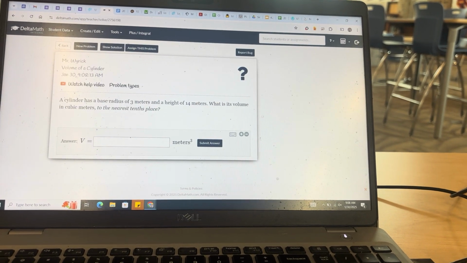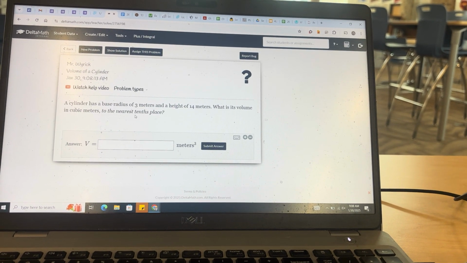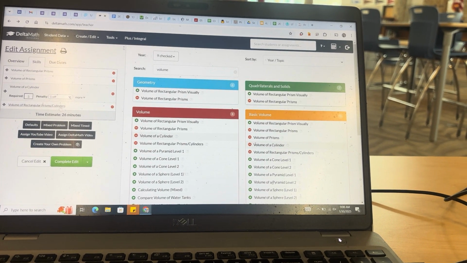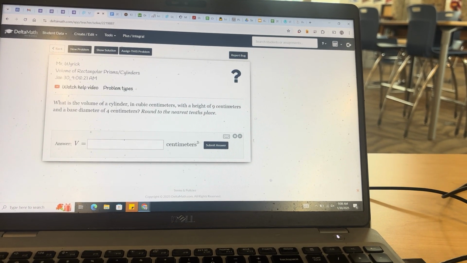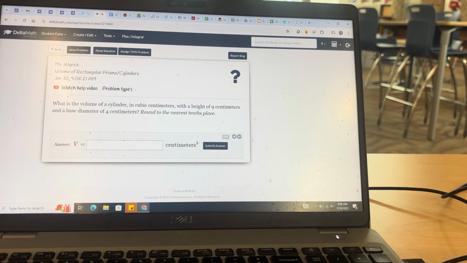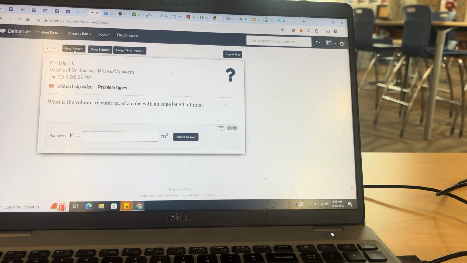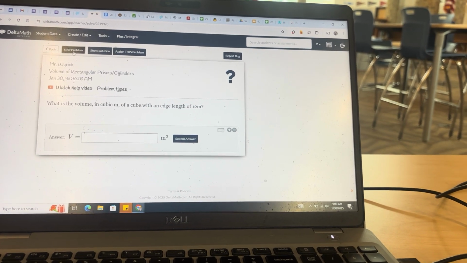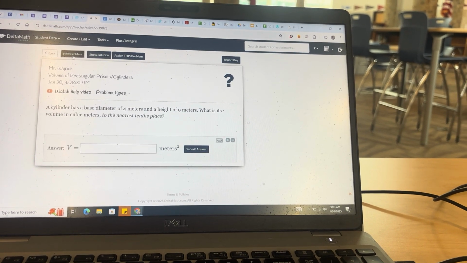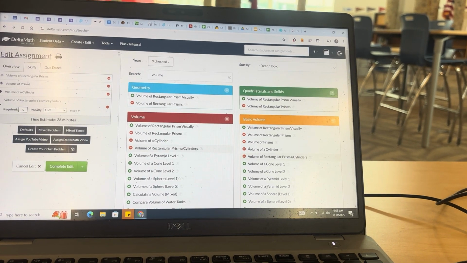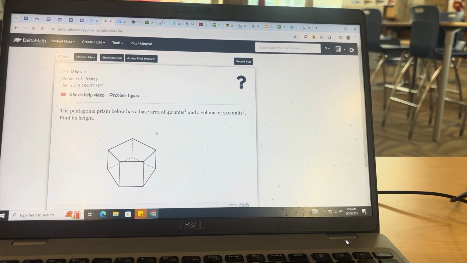Volume of a cylinder is just a cylinder. Again, it's nearest tenth place. So make sure you're calculating that one with the correct formula. And then the volume of rectangular prisms or cylinders, volume of a cylinder, volume of a cube. So yeah, this should be just fine. I think it's this one here, the volume of, yes, something like this.